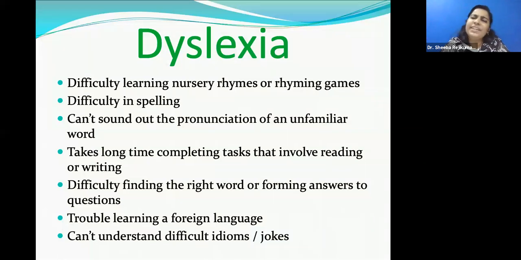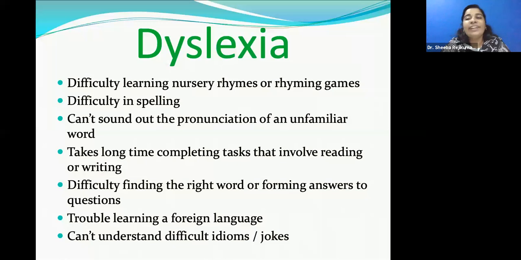So these guys immediately fall back when they have to read or write. They can't do it in continuity, and it will be a pathetic harassment for him if he is forced to come to the stage and read or write something. Then difficulty finding the right word or forming answers to questions. That means you can make them mug up some questions, but if it is asked in a reverse manner, they won't be able to find out. They can't form it by themselves. That's happening with the children.